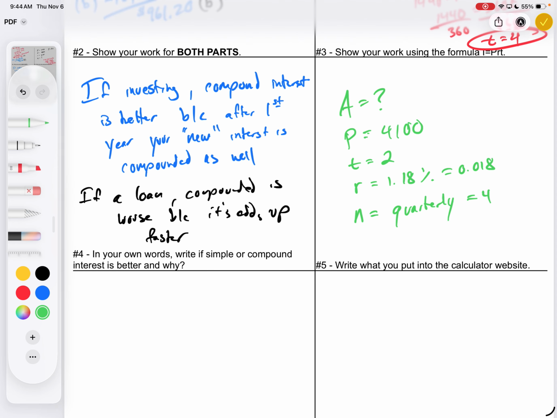You don't really have to write N because we don't do the formula, but you could just also write compounded quarterly. Either way is fine. So you're just kind of writing what you put in the calculator.